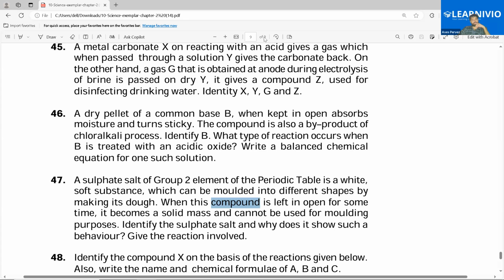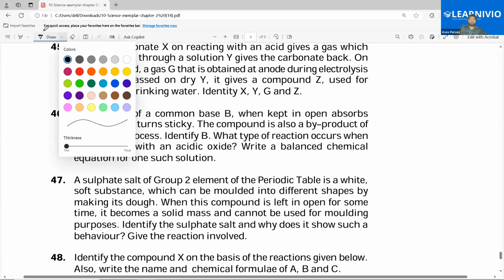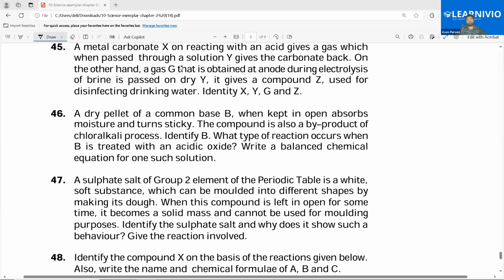Neutralization, yes. And write a balanced chemical equation. So write down acidic oxides. Can you give me an example of an acidic oxide? Are metal oxides acidic in nature or are non-metal oxides acidic in nature? Your voice is stuck. Can you say it again?